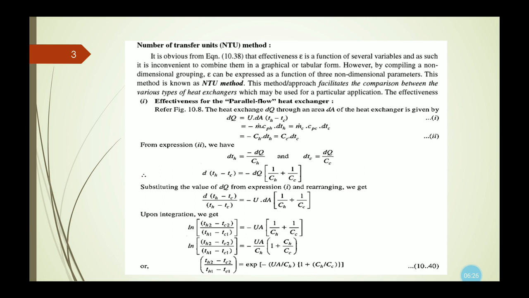Now, after 2 or 3 steps, we can rearrange this equation. That means d(Th minus Tc) divided by (Th minus Tc) is equal to minus U dA (1 by Ch plus 1 by Cc). After the integration, we will get the equation in the rearranged form: (Th2 minus Tc2) divided by (Th1 minus Tc1) is equal to e to the power minus UA (1 by Ch plus 1 by Cc). So this is equation number 10.40.